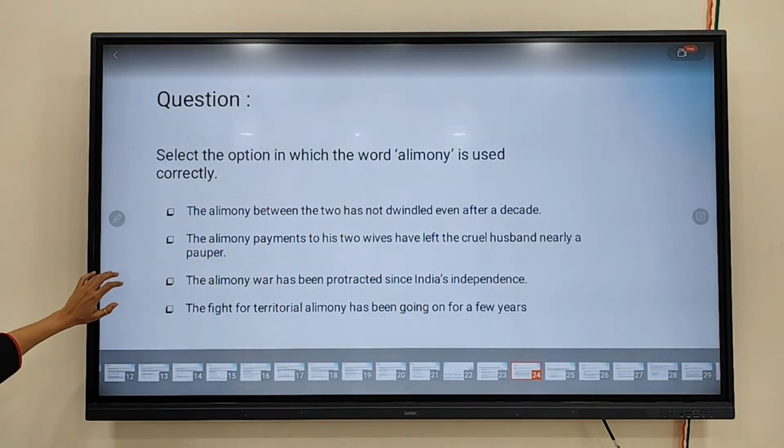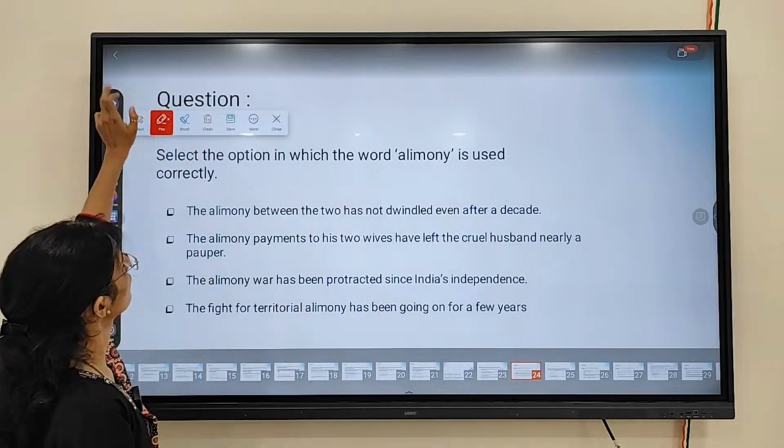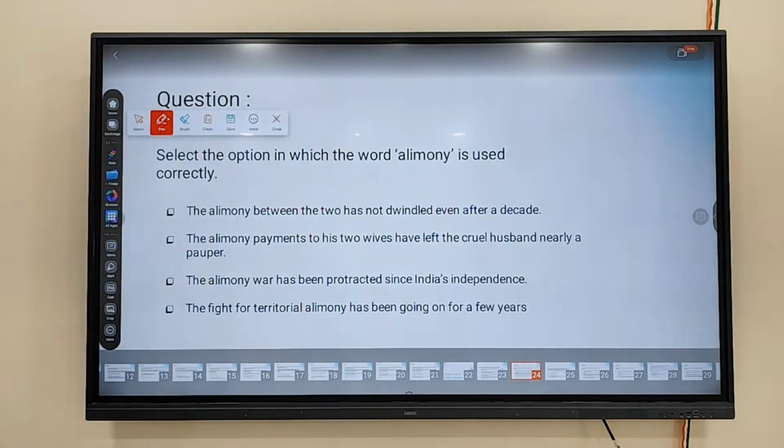Also check the meaning of alimony. Meanwhile, what is alimony?